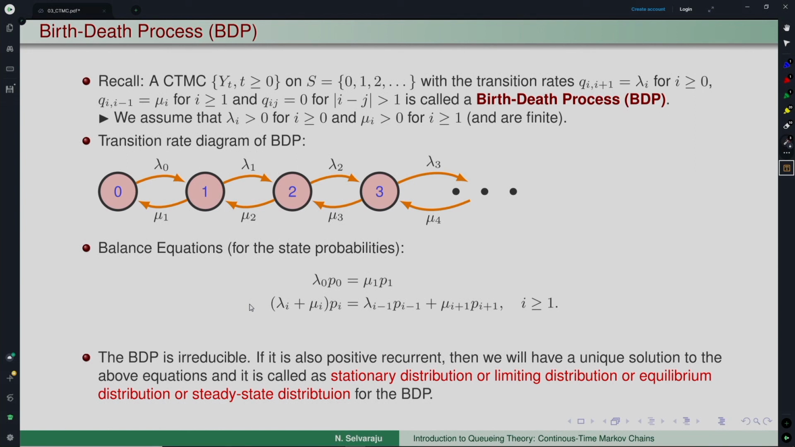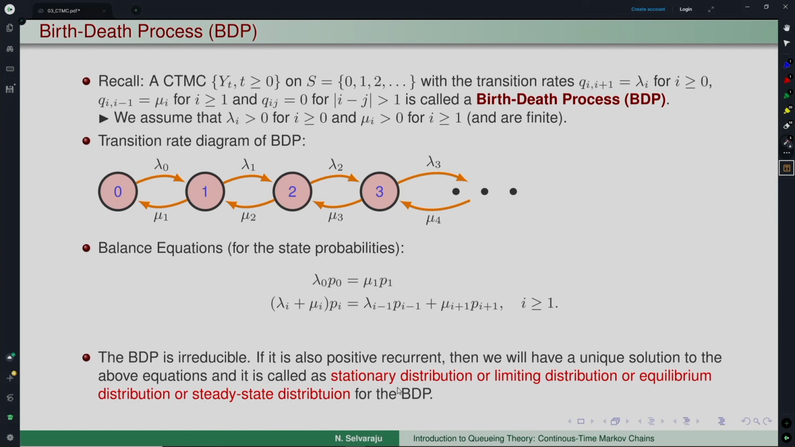Now, this BDP is irreducible under our assumptions. If it is also positive recurrent, then we will have a unique solution to the above equation, and it is called the stationary distribution or limiting distribution or equilibrium distribution or steady state distribution for the birth death process. That is what you would call the solution to this, right.